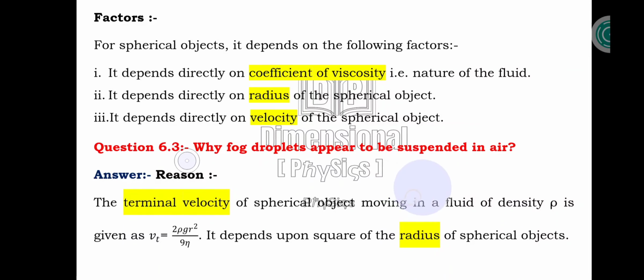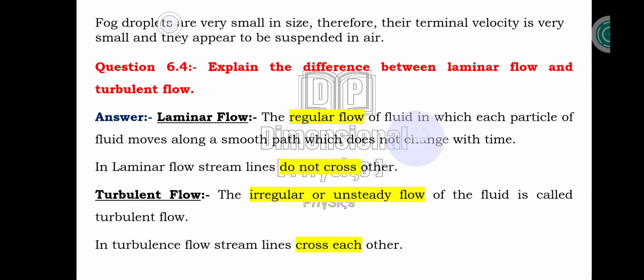Question 6.3. Why does a fog droplet appear to be suspended in air? Reason, students, the terminal velocity of a spherical object moving in a fluid of density rho is given by, so terminal velocity, students, we have 2 rho g r square divided by 9 eta. It depends upon the radius of the spherical object. You can see that terminal velocity has a direct relation with r square. So fog droplets are very small in size. Therefore, their terminal velocity is very small and they appear to be suspended in air.